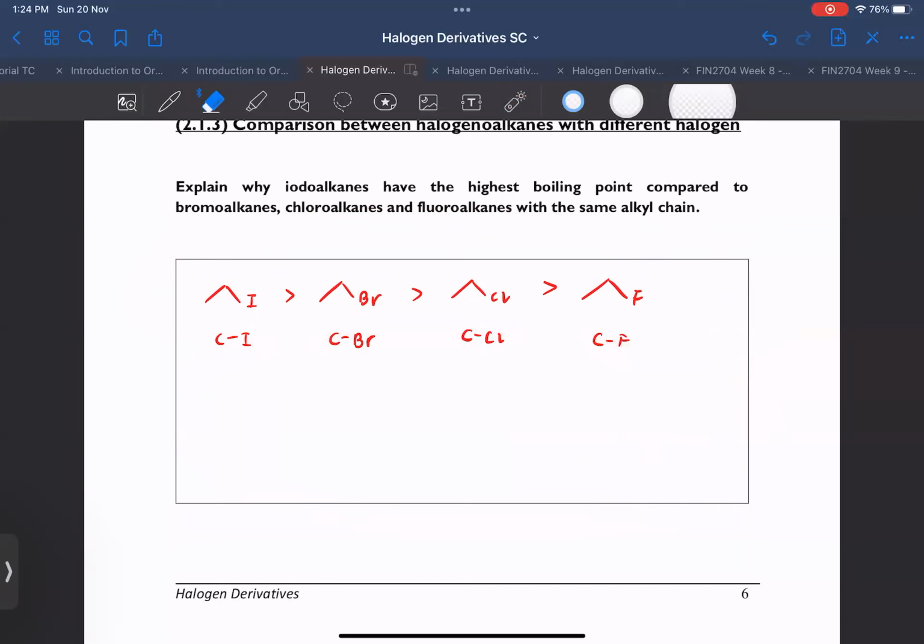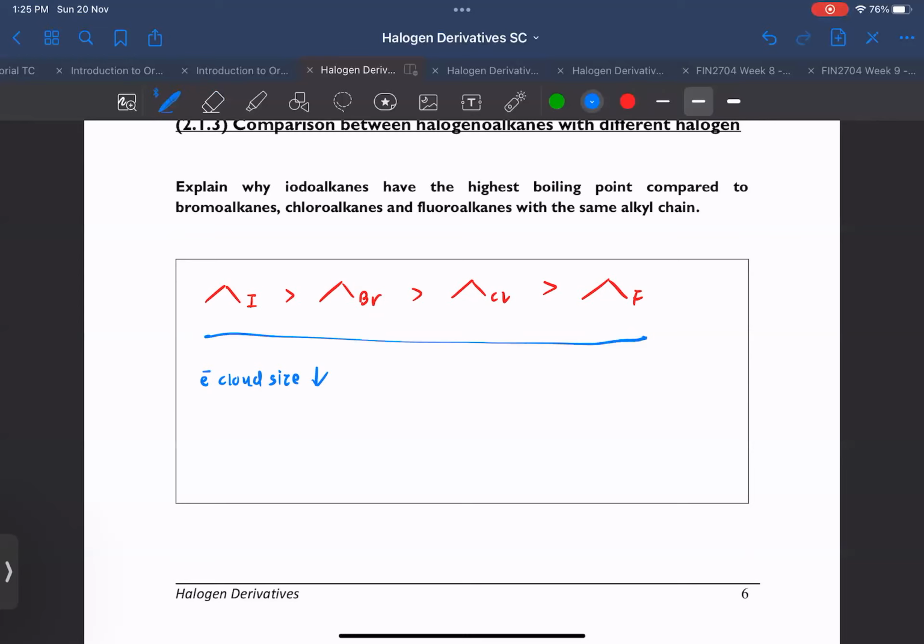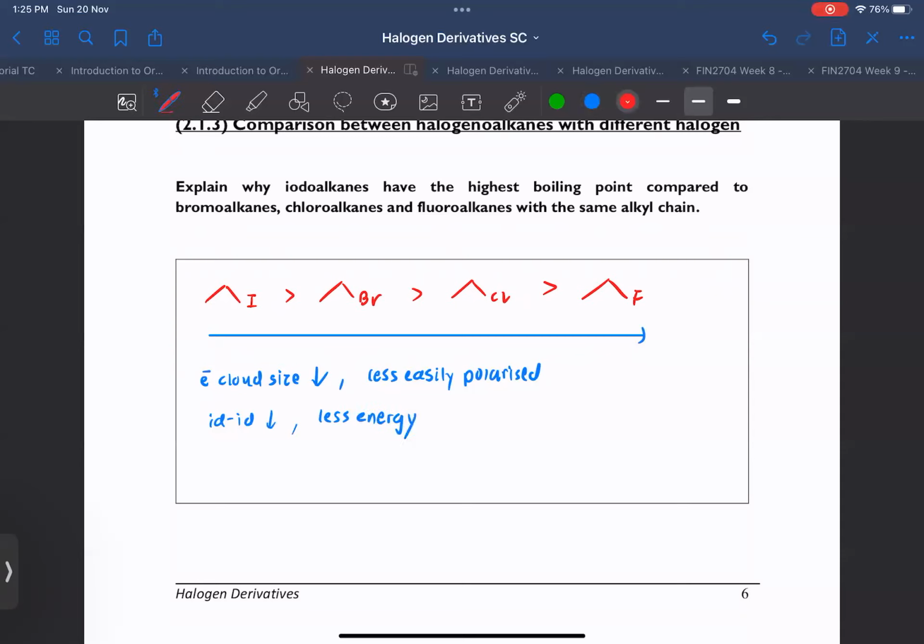If PD-PD doesn't work, we already mentioned that you must discuss electron cloud size first, not the polarity of the molecule. Iodine being the largest, it's the same explanation as before. From iodine all the way to fluorine, the electron cloud size decreases, correct? Let's go according to this trend. Electron cloud size decreases, it becomes less easily polarized, and because of that, the ID-ID strength decreases, requiring less energy to overcome. Again, very standard explanation. It's all about looking at the trend and just finding something that works.